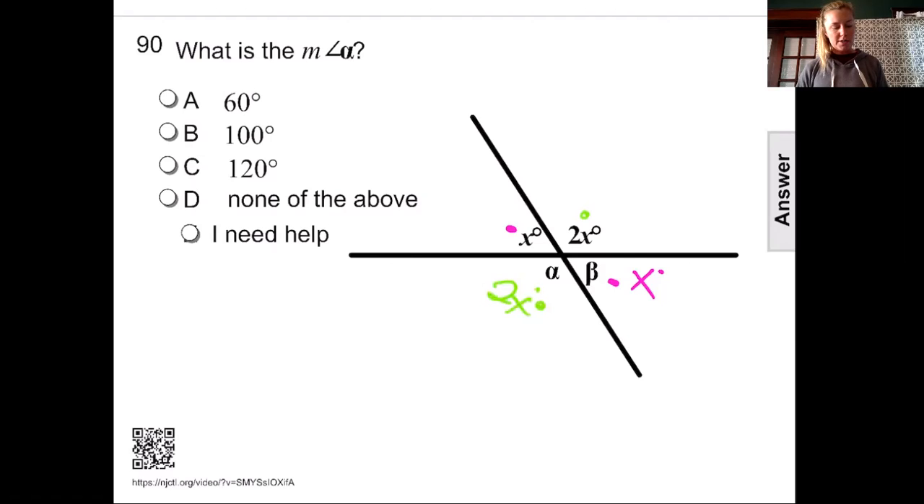So if we want to talk about how to solve for this, in yellow, I'm going to highlight right here. This is a pair of supplementary angles. They're on a straight line. So setting up question 90, you could take 2x plus x equals, and they're on a straight line, 180. And then you just solve for x. Okay.